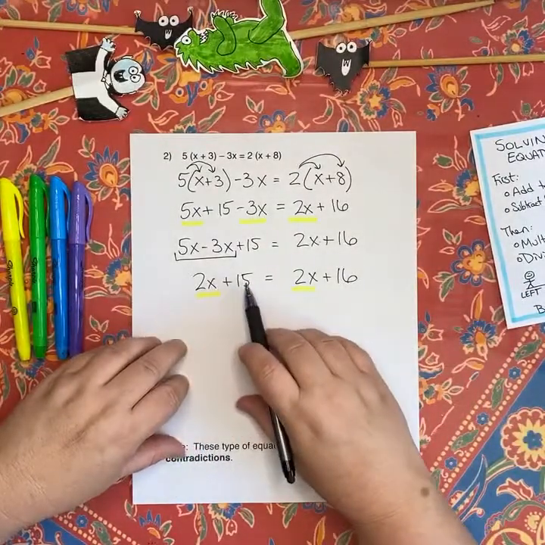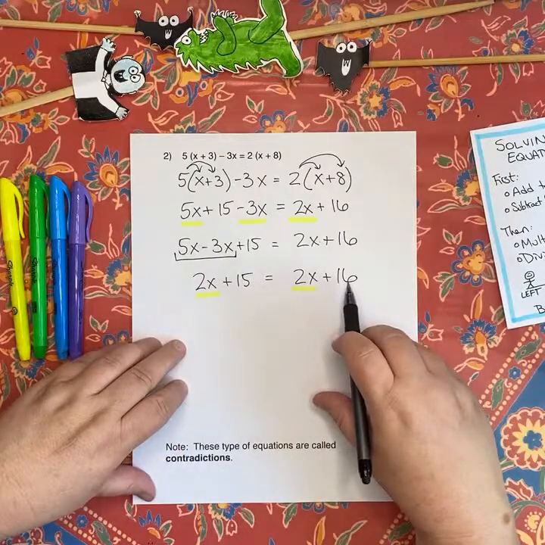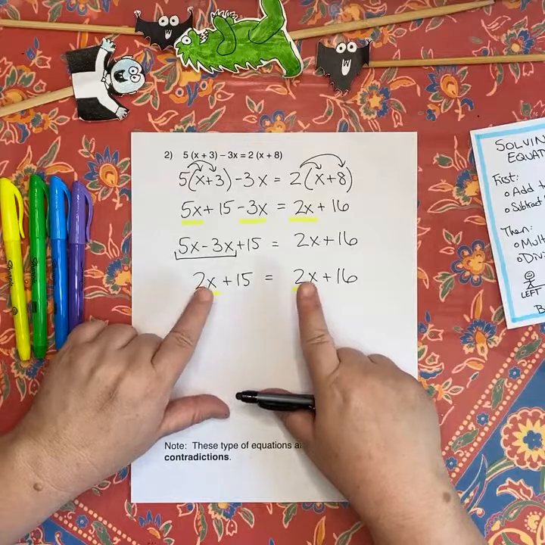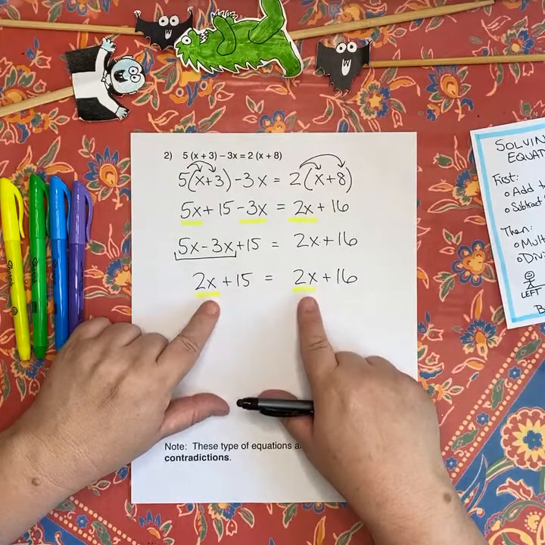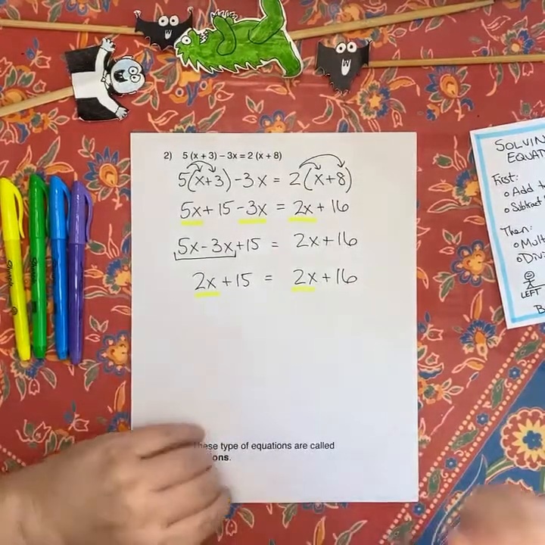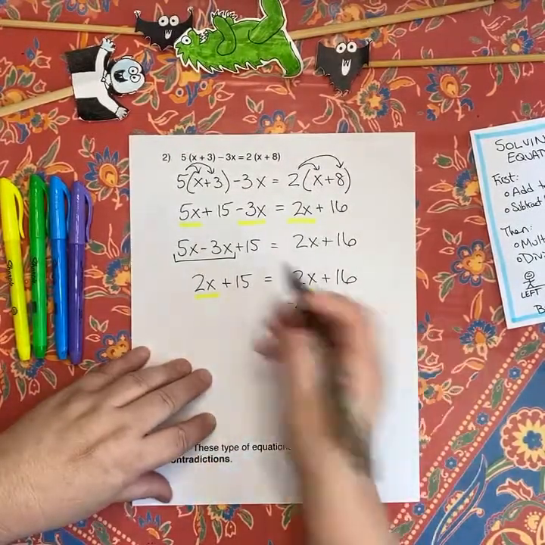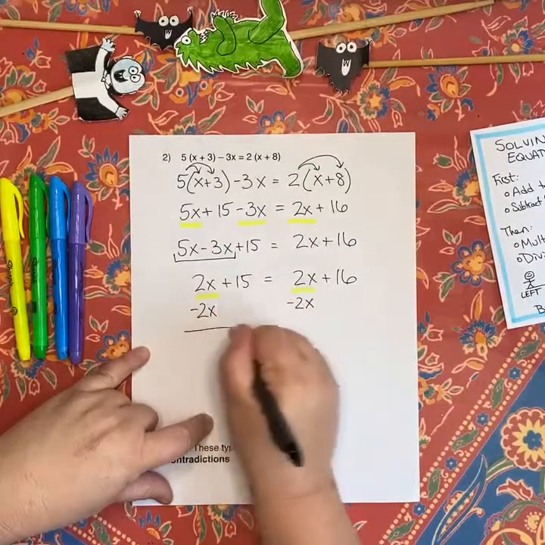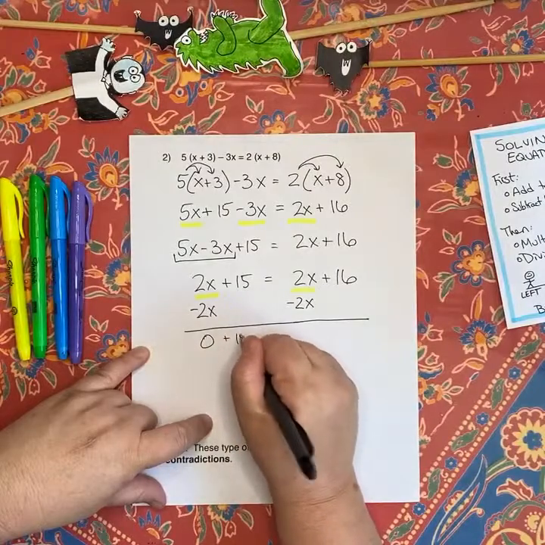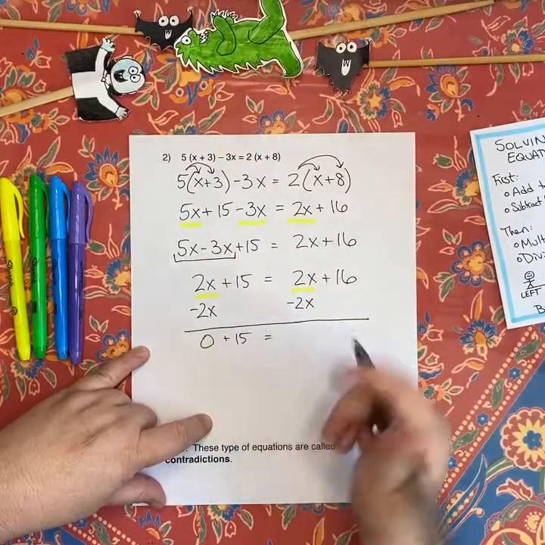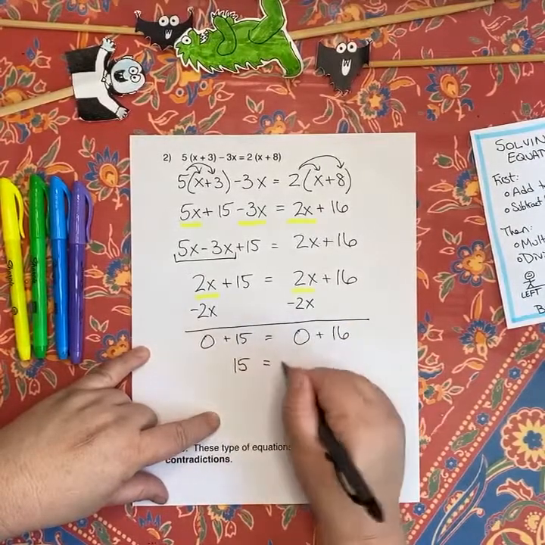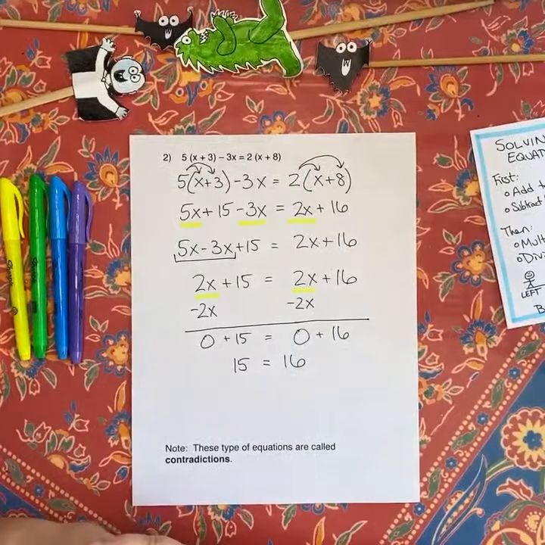I got 2x plus 15 has to be equal to 2x plus 16. That doesn't seem likely. But with the x's in the equation, I'm not sure. So what I'm going to do is move the 2x's. So I'm going to subtract 2x from both sides. What happens? These x's cancel. These x's cancel. On the left, I've got 15. On the right, I've got 16. Does 15 equal 16?